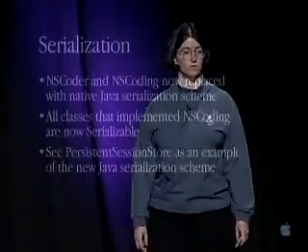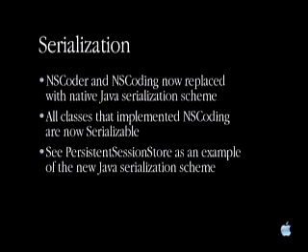As I mentioned earlier, we've gone to Java serialization. NSCoder and NSCoding are abstract now, and we've replaced our use of them with the native Java serialization scheme. We've left them in place in case you had subclasses of NSCoding that you wanted to continue using. Any classes that implemented NSCoding are now serializable in Java. And if you want to see an example of how Java serialization works, have a look at the persistent session store example that we ship with WebObjects 5.